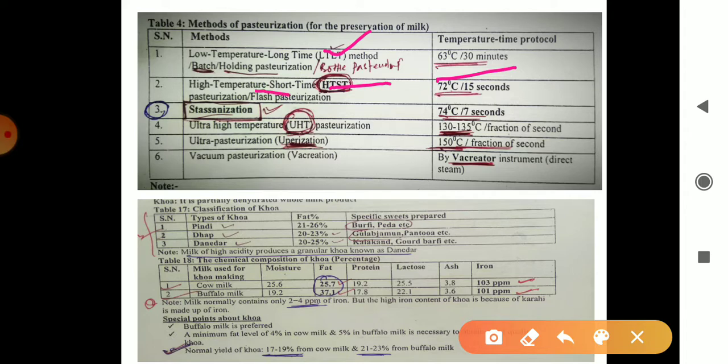HTST is high temperature short time, 72 degrees centigrade for 15 seconds. Sterilization is the process at 74. Dear students, please remember HTST, also known as flash pasteurization. And UHT is 150 degrees centigrade. Dear students, please remember the first three, LTLT, HTST, and sterilization. Very important.